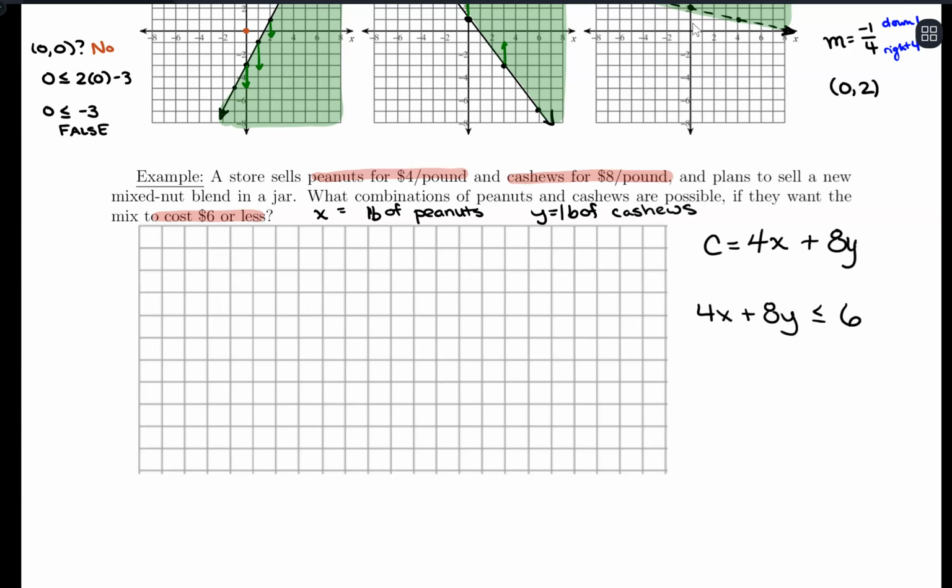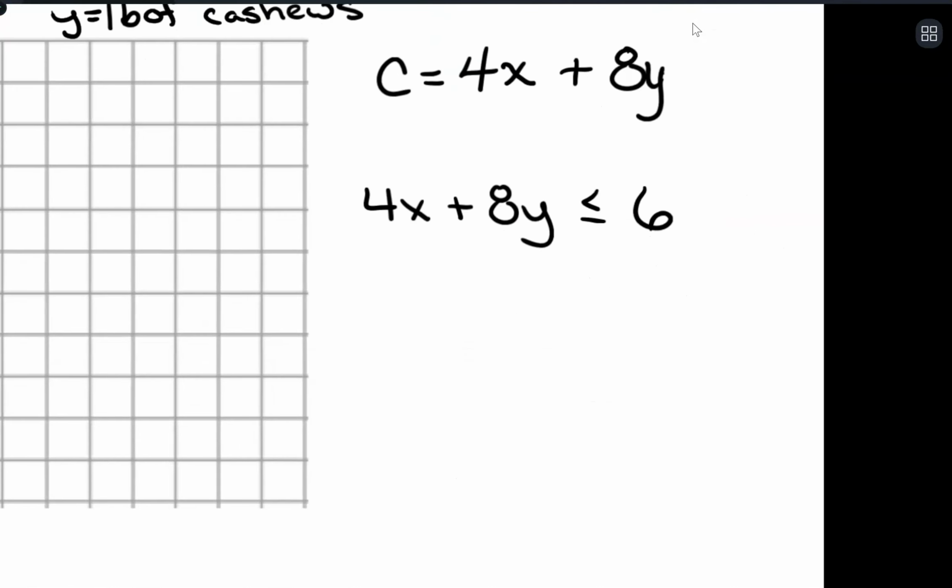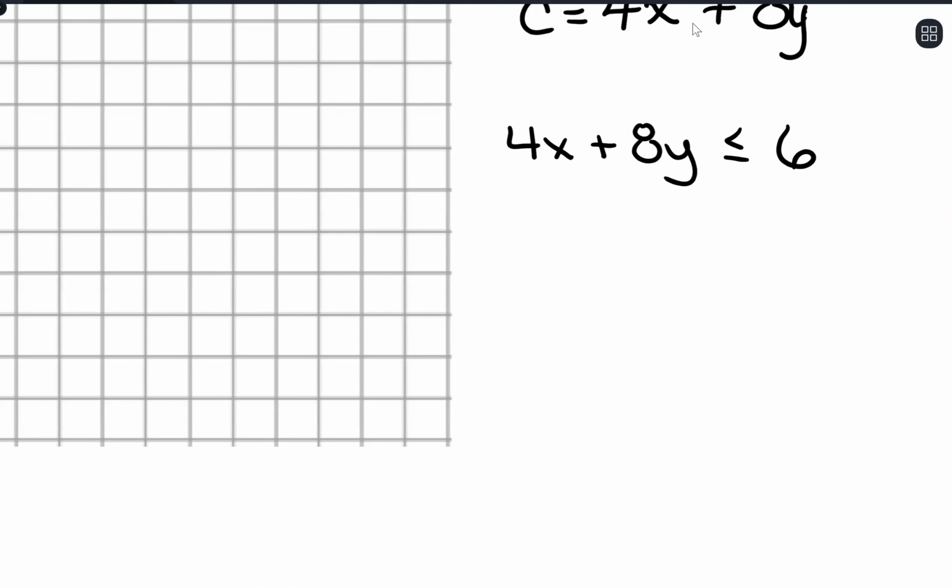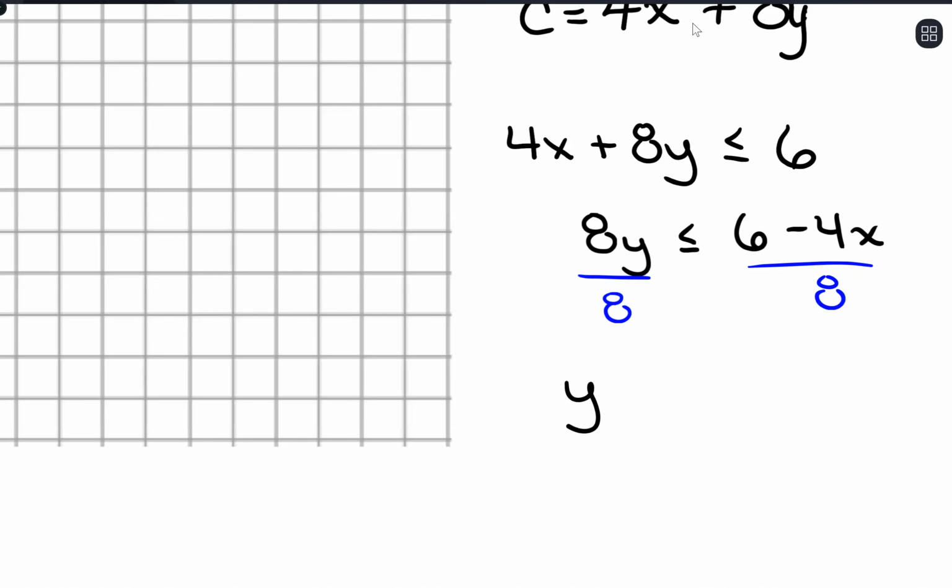Okay, so in order to graph this, what we're going to do is solve for y. I'm going to subtract 4x from both sides, so we have y is less than or equal to 6 minus 4x. And then I'm going to divide both sides by 8, which means we'll have y is less than or equal to 6 over 8, which reduces down to 3/4, and then minus 4 over 8, which is 1/2, times x. So y is less than or equal to 3/4 minus 1/2 x.